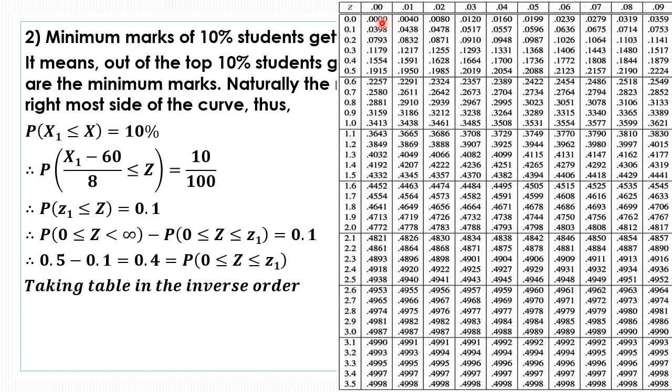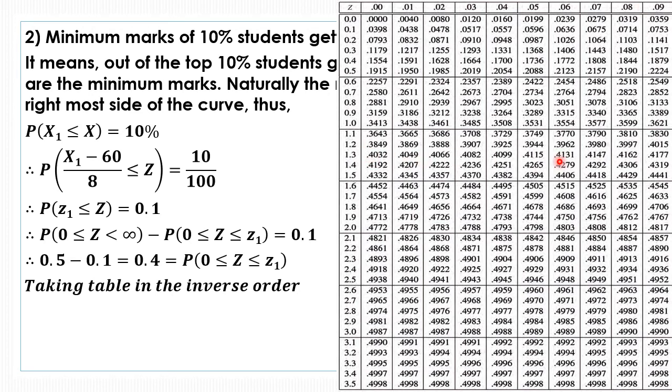Now 0.4, so first 0 0 1 1 1 2 2 3 3 3 3 4, but I just need 0.4, so I have to backtrack a bit and see here. I get 3997 and 3980. Now this 3997 is pretty much near to 0.4, almost near, because there is only 0.0003 difference. So I am going to take directly 1.28.